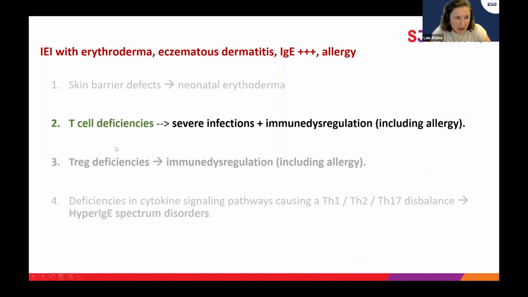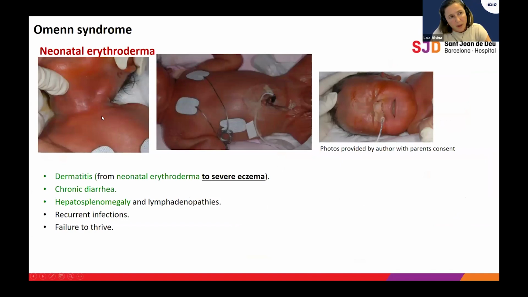So now moving to T cell deficiencies that, of course, besides possible allergy, will have severe infections and immune dysregulation. We can start with Omenn syndrome that can manifest early on, again, with neonatal erythroderma, but also with severe eczema starting in the first 2 months of life. Then also with chronic diarrhea, hepatosplenomegaly and lymphadenopathies with these activated polyclonal lymphocytes, recurrent infections, and failure to thrive.